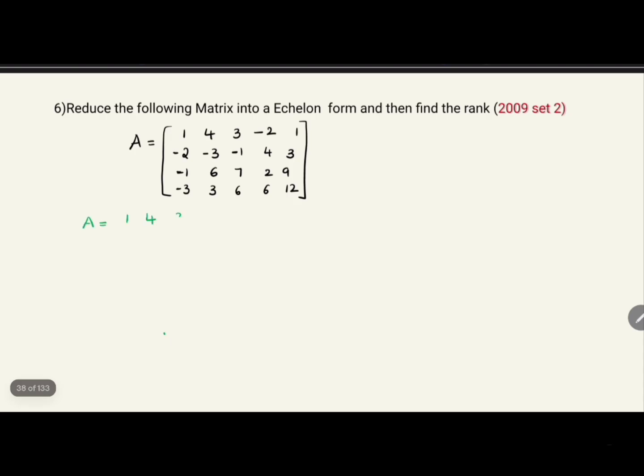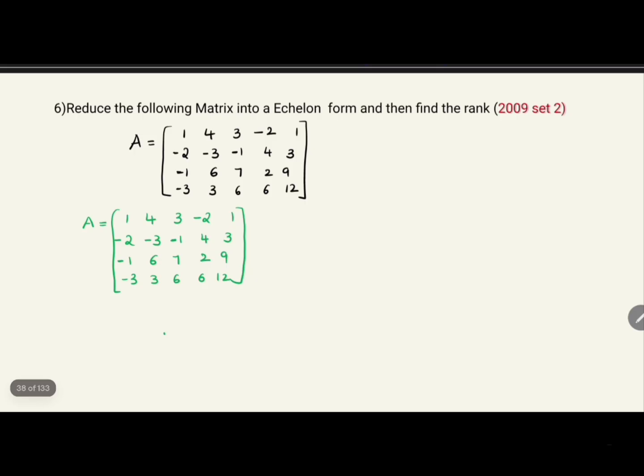1, 4, 3, minus 2, 1, minus 2, minus 3, minus 1, 4, 3, minus 1, 6, 7, 2, 9, minus 3, 3, 6, 6, 12. Okay, yes. Now check the principal diagonal first. It is a 4 by 5 matrix, right? So this will be the principal diagonal, and these elements should be made 0.